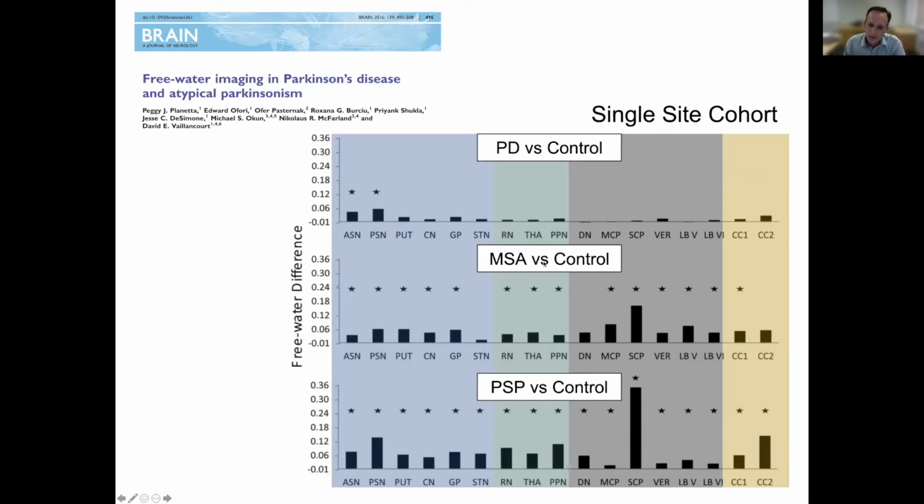In MSA though, in multiple system atrophy, you can see many different stars, suggesting that all of these regions are significantly different from controls. In PSP, you see stars in every region that I'm showing you here. What this suggests is that patients with MSA and PSP have a far different brain fingerprint than patients with Parkinson's disease. And so what we're trying to do is leverage that understanding and utilize a big data, AI, machine learning approach to use a lot of data to find patterns so that we can differentiate patients with Parkinson's disease from patients with MSA, from patients with PSP.